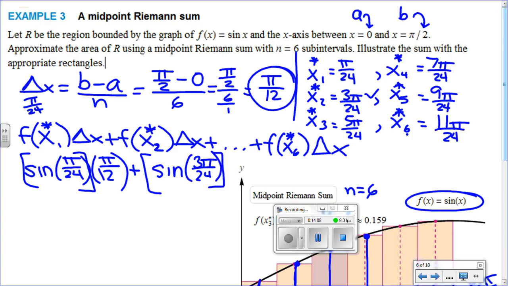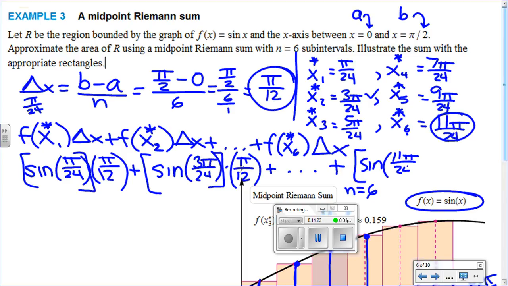So that value times pi over 12. And so we do that all the way to the last one, which will be the sine of the 6th midpoint, 11 pi over 24, times pi over 12.